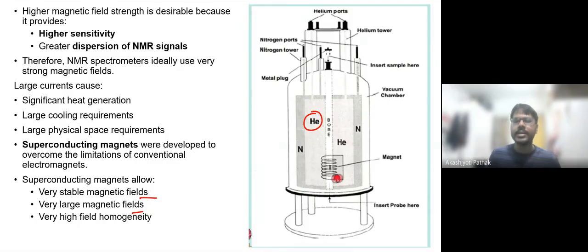Okay, and the helium can be maintained in the liquid state, so it will not allow the heat that is generated to escape. And then outer to this liquid nitrogen chamber, there is a vacuum chamber. So these chambers are present so that the temperature within the superconducting magnets can be maintained at very low temperatures. So that is the main reason.